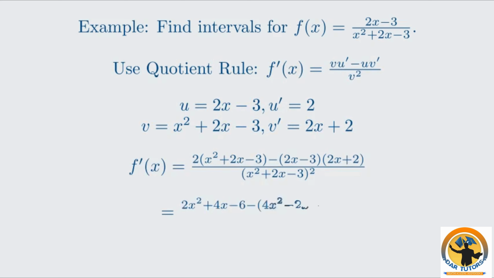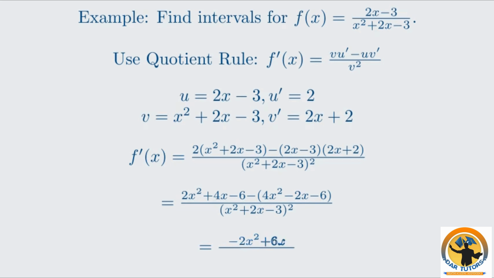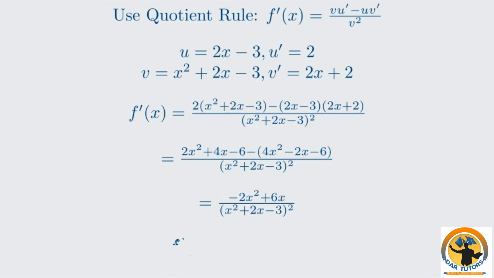Applying the rule, we get 2 times the quantity (x squared plus 2x minus 3), minus the quantity (2x minus 3) times the quantity (2x plus 2), all over the denominator squared. After expanding and simplifying the numerator, we arrive at -2x squared plus 6x. We can factor the numerator to -2x times (x minus 3). The denominator can be factored to (x minus 1) times (x plus 3), and then squared. This gives us our derivative in a factored form, which is essential for the sign diagram.